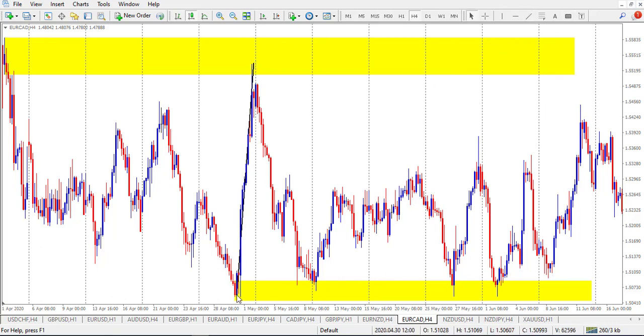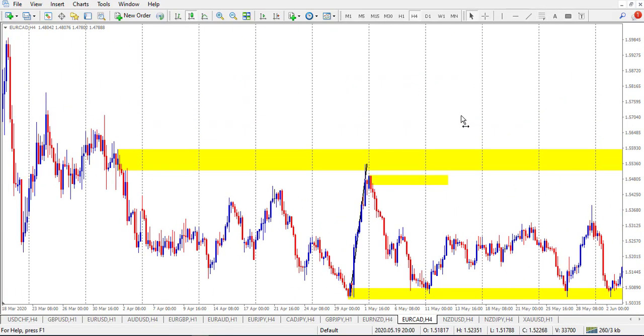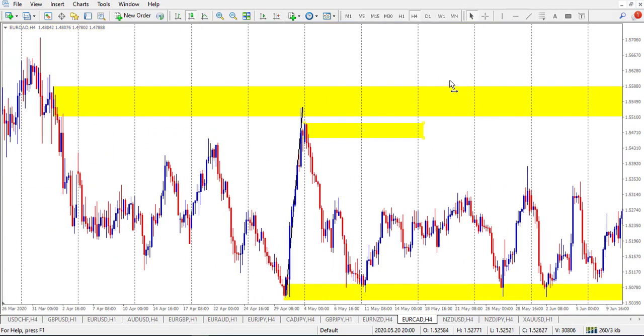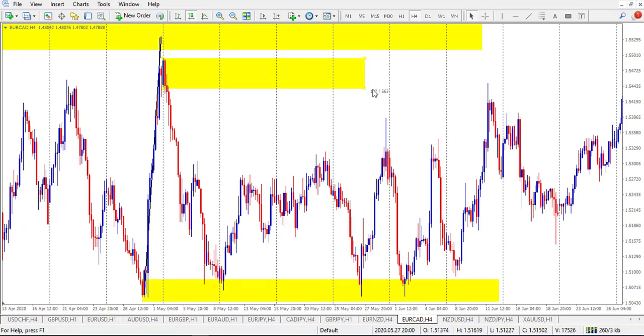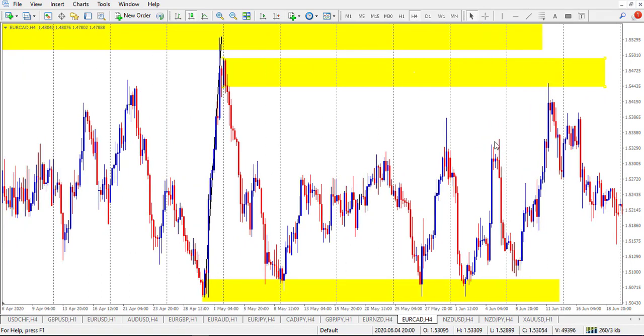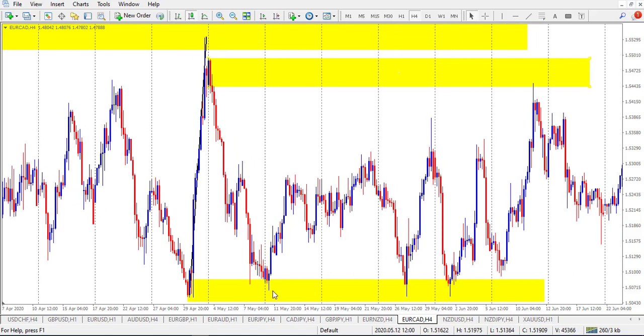Then we mark order blocks, right? So this yellow zone down here is your support order block. Then you mark the other order block, which is this one. Yes, there are order blocks also in consolidation. This is EC, Euro card. So this is a Euro card. So 1, 2, this is your next trade. So you enter here, your buy.